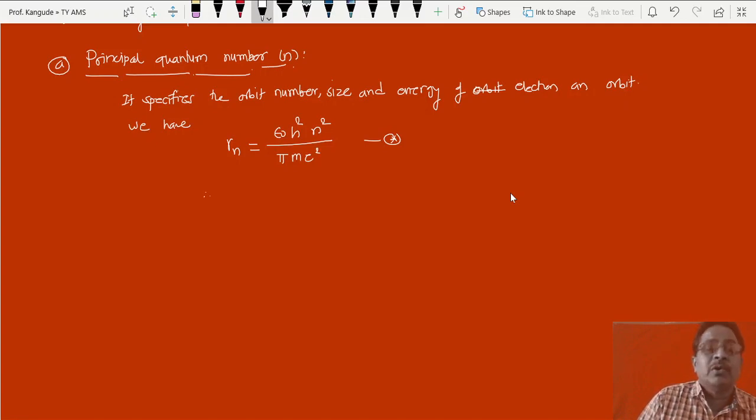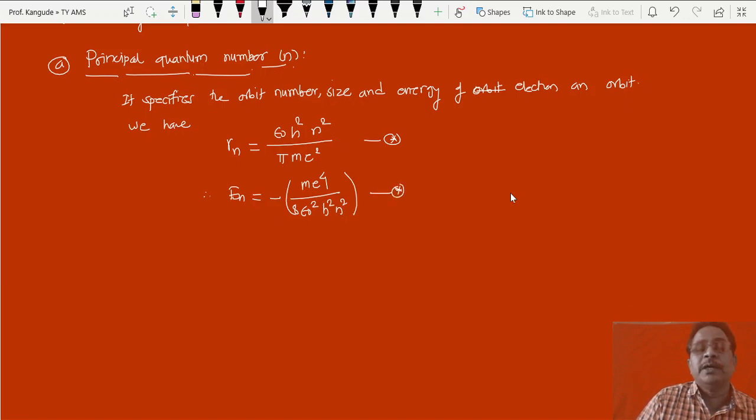And at the same time, we also have obtained this expression: the energy of the electron in that orbit, or the energy of the nth particle, basically an electron in the nth orbit, is given by minus m e to the power 4 divided by 8 epsilon 0 square h square n square. So this is the second relationship we have obtained in the Bohr model. The same expression is obtained by the Schrodinger's equation, and that's what this particular equation suggests to you.